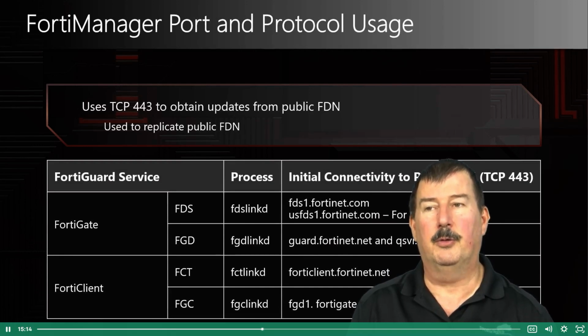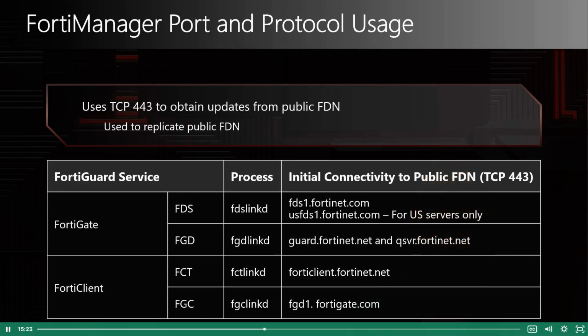So you use 443 to obtain updates from the public FortiGuard distribution network, and you use it to replicate it. So we look here, here are your processes. These are your processes and the websites you're going to connect to. The process FDS link D, you're going to connect to the FDS1.fortinet.com, the US FDSN1.fortinet.com for your US-based restricted servers. Your FGD, your email and web filtering, this is your guard.fortinet and your qsvr.fortinet.net. This is where you're going to download that from, and those are your processes on your FortiGate devices.